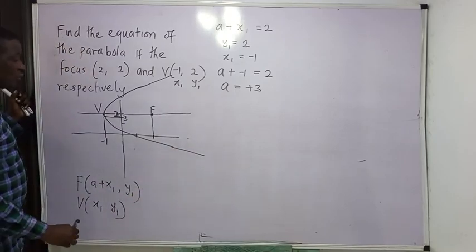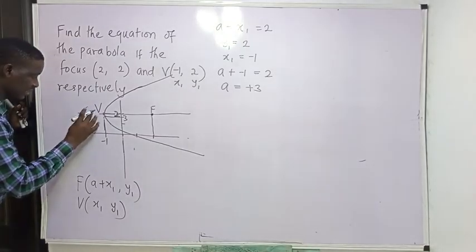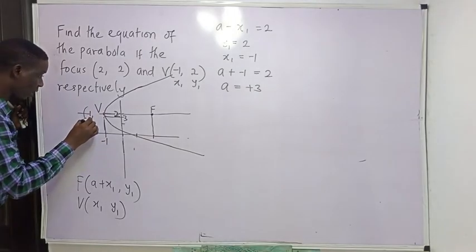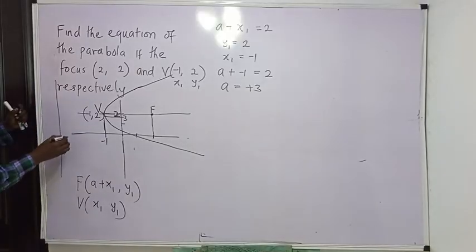Now, if you get that one, your directrix should also be, that means our vertex is (-1, 2). Let me present it well. So our directrix should be somewhere here too.